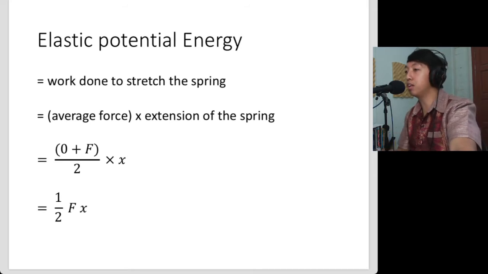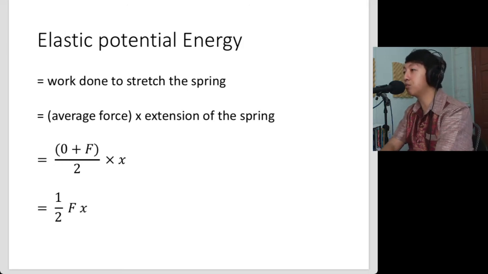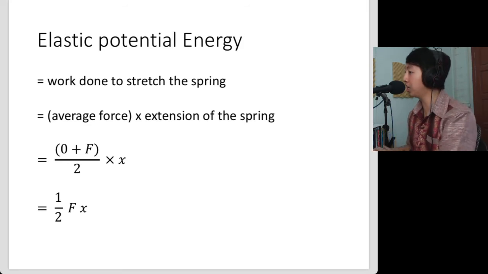Now, there are several formulas given in your textbook. Okay, one possibility is 0 plus F. Now, why 0? We are finding the average force. So 0 is the lowest force when there's no extension, and F is the highest force in the graph. Right? Divided by 2 times x, x being extension, so 1 over 2 Fx. That's one way for us to calculate the elastic potential energy.